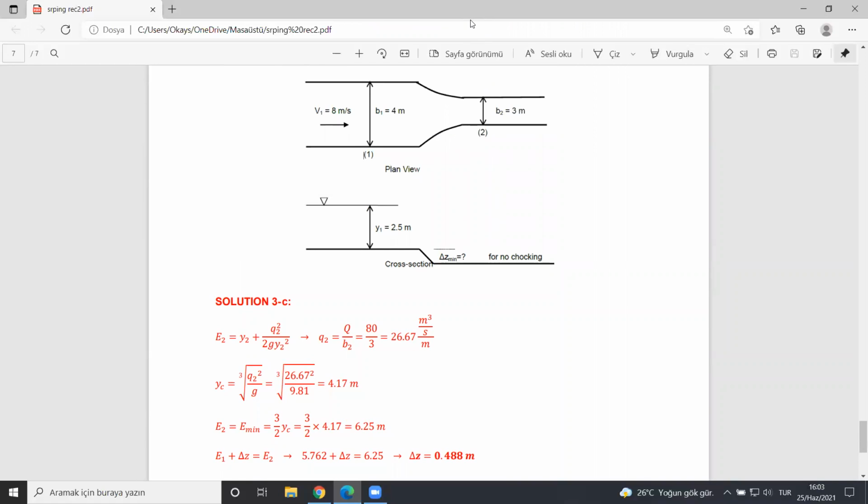After a small break, I will continue with the last question, which is an old exam question.